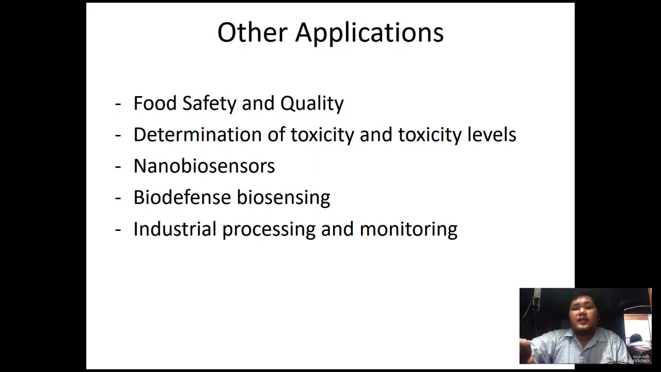Other applications of biosensors. Food safety and quality. Determination of toxicity and toxicity levels. Nanobiosensors. Biodefense biosensing. Industrial processing and monitoring. Biosensors in plant biology. To summarize my report, application of biosensors is an important part in gathering data to be used on various fields, for various purposes, and it gave way to a different and efficient way of gathering data.